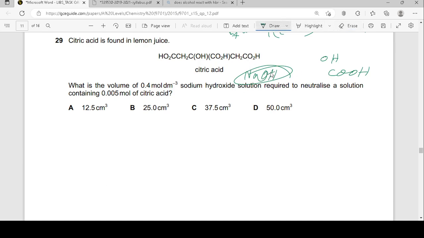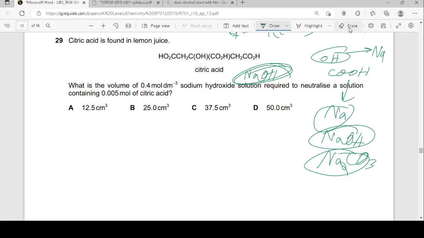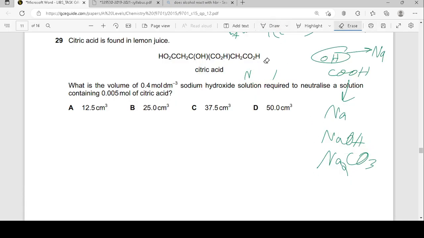So now, which ones would NaOH react with? Actually, OH will only react with Na, right? But COOH, because it's an acid, will give all the acid reactions, to react with NaOH, with Na2CO3, all the base things. But NaOH only reacts with COOH, okay? Since it's NaOH, not Na, this OH will not react. But this COOH will react, this COOH will react, and this COOH will react.